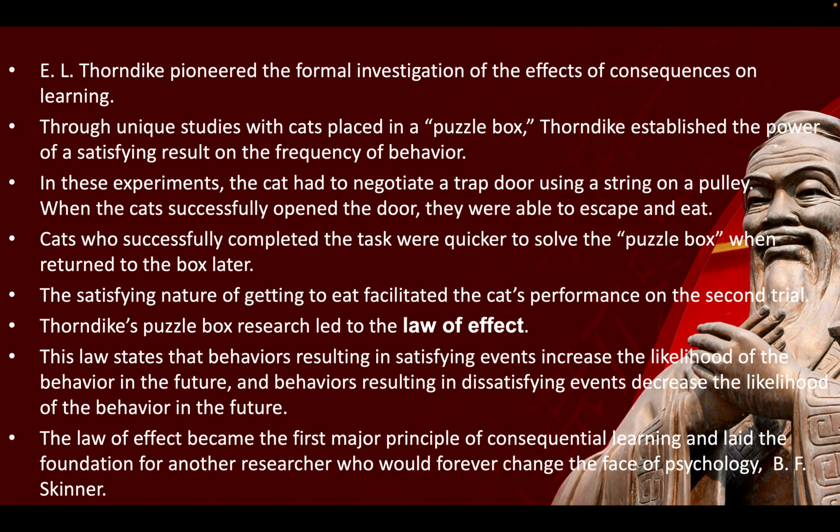E.L. Thorndike pioneered the formal investigation of the effects of consequences on learning. Through unique studies with cats placed in a puzzle box, Thorndike established the power of a satisfying result on the frequency of behavior. In these experiments, the cat had to negotiate a trapdoor using a string on a pulley. When the cats successfully opened the door, they were able to escape and eat. Cats who successfully completed the task were quicker to solve the puzzle box when they returned to the box later. The satisfying nature of getting to eat facilitated the cat's performance on the second trial.